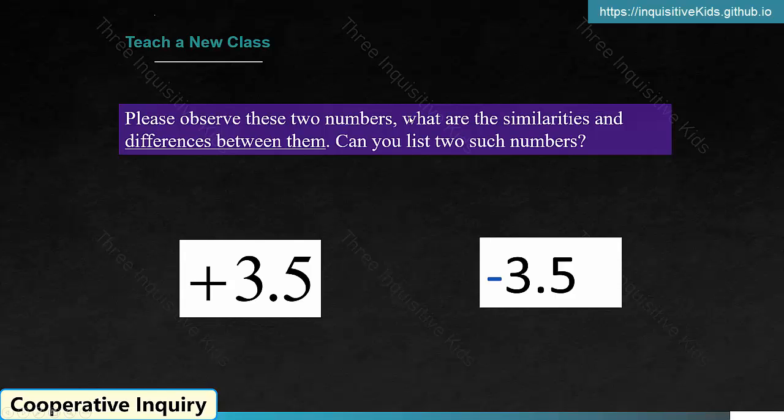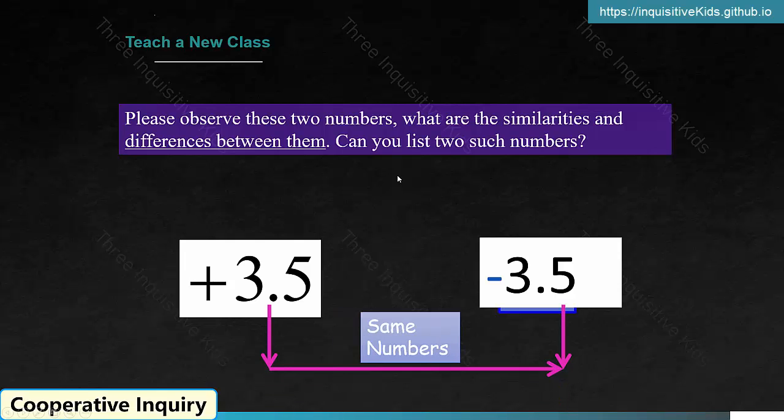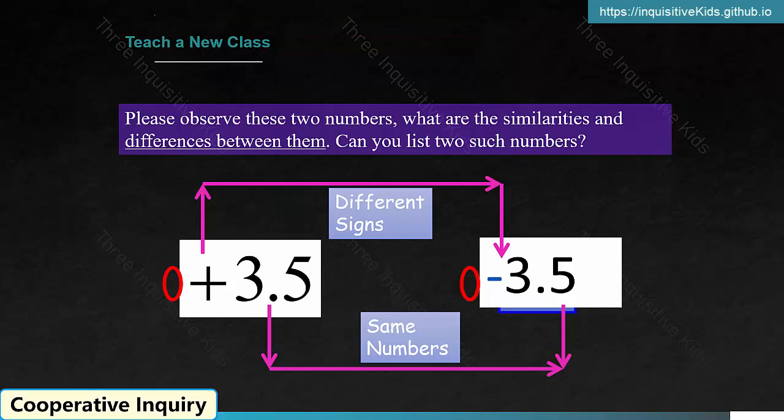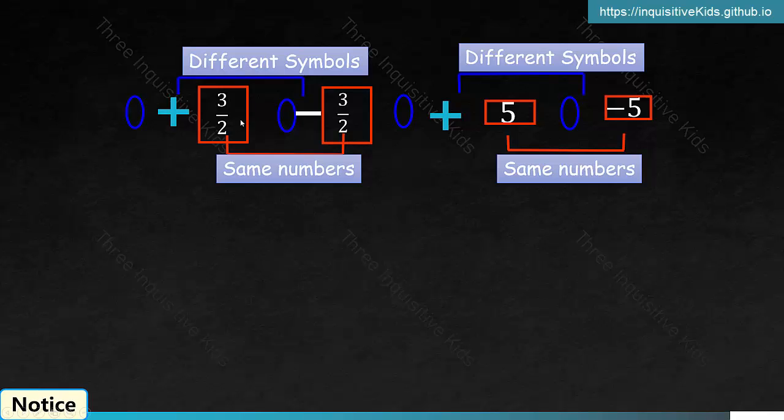Please observe these two numbers. What are the similarities and differences between them? Can you list two such numbers? First, they have the same numbers, but they have different signs in front of them. These are examples of having the same numbers, but the two numbers have different symbols in front of them.